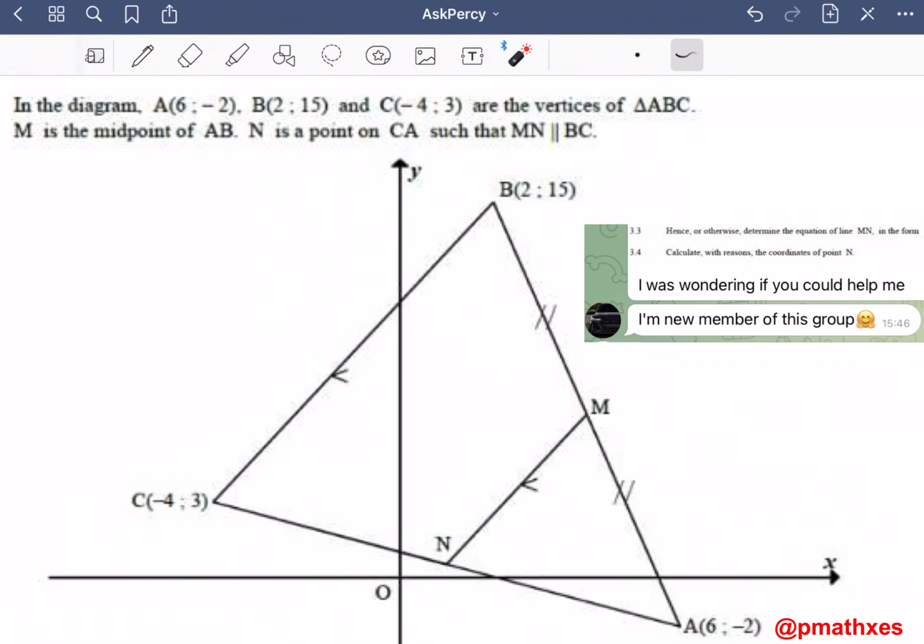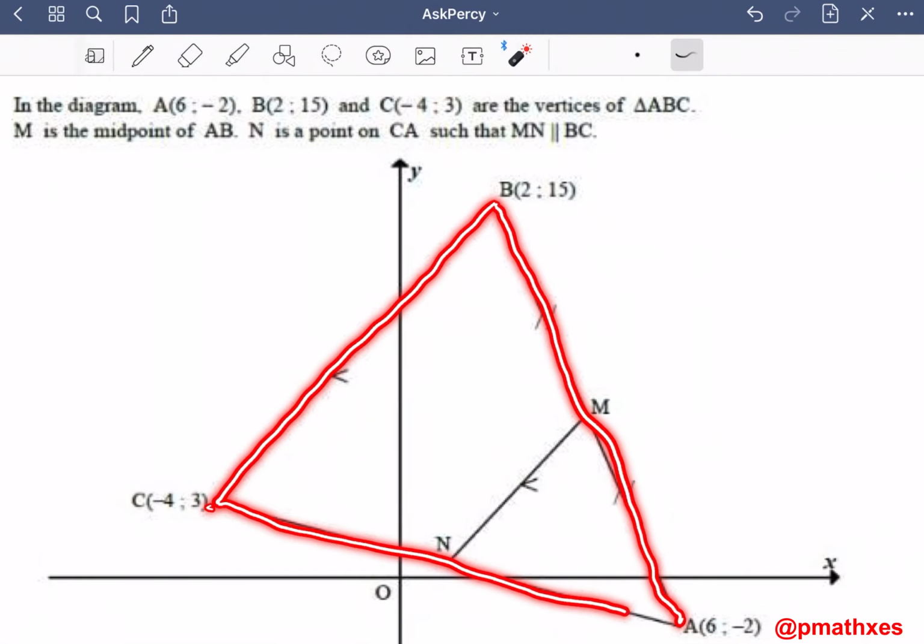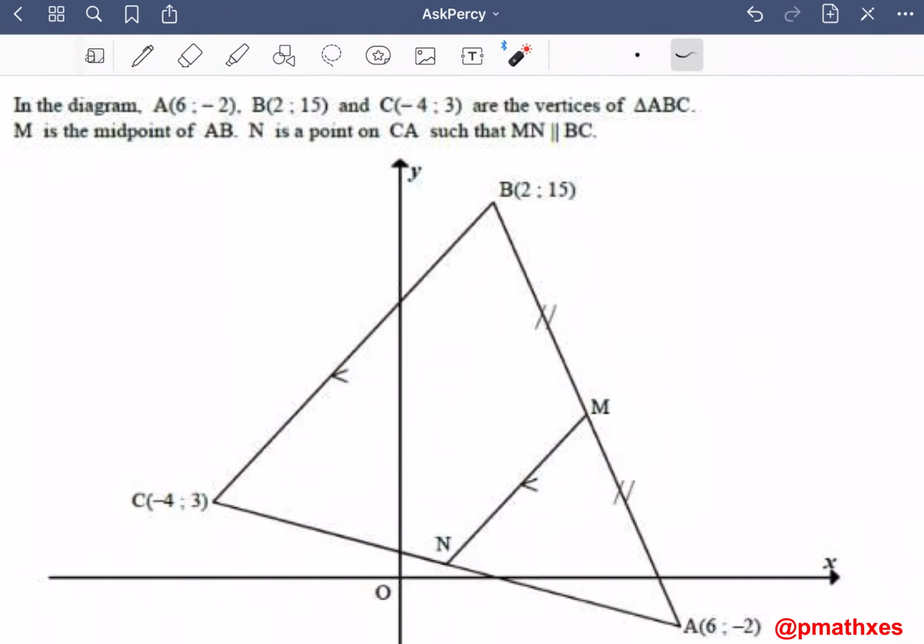All of these three points are vertices of triangle ABC. Vertices are just the corners of a polygon, and this is a polygon. This polygon is a triangle, ABC.